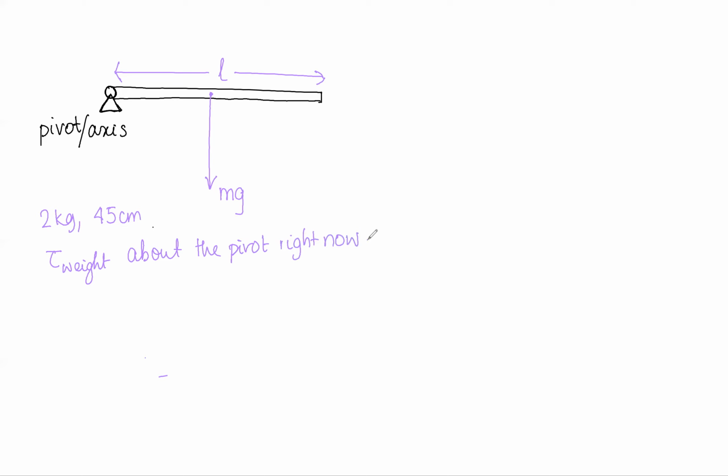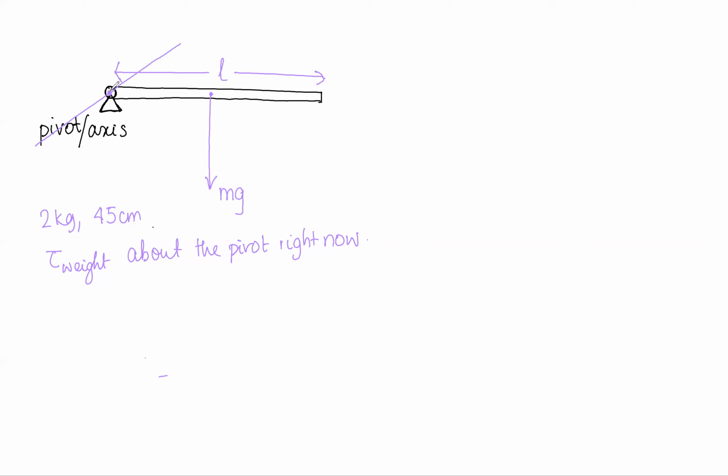Do it. It's a simple question. Pause the video, give the question a try. First of all, the first thing you should do in a question like this is draw the axis of rotation, or at least be aware what the axis of rotation is. This is my axis of rotation.